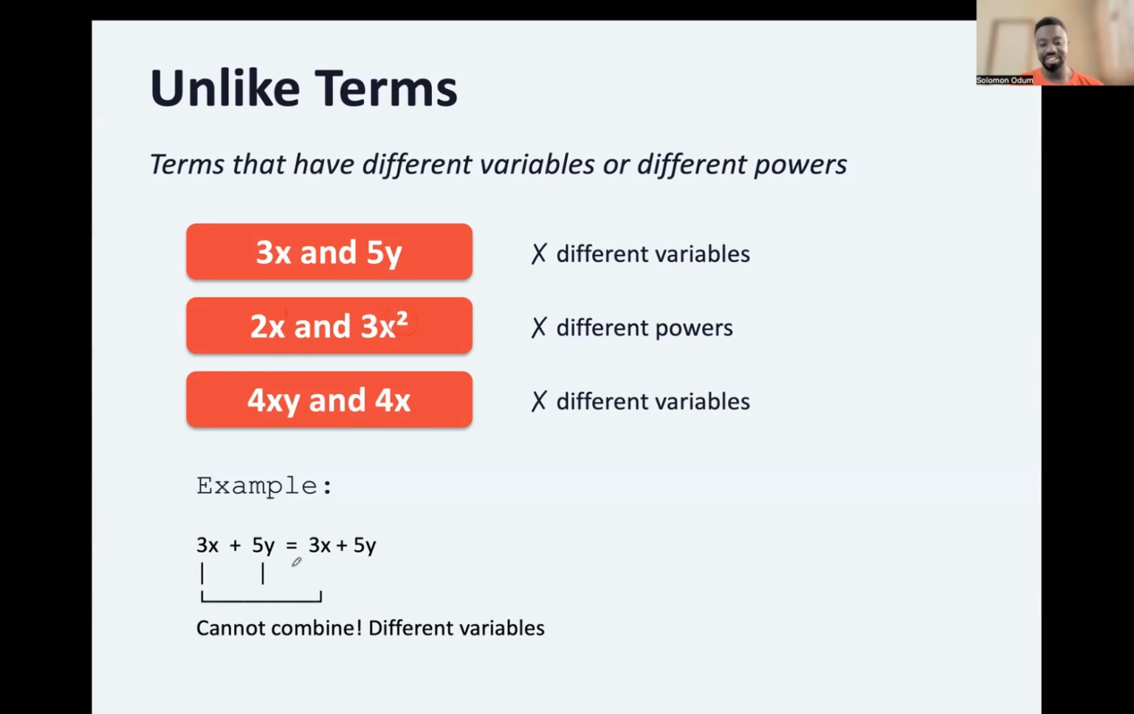So if in your algebraic expression the variables are the same and the powers are the same, they are like terms. But if the powers are different or the variables are different, they are unlike terms.